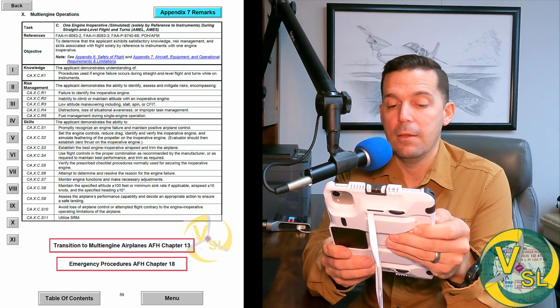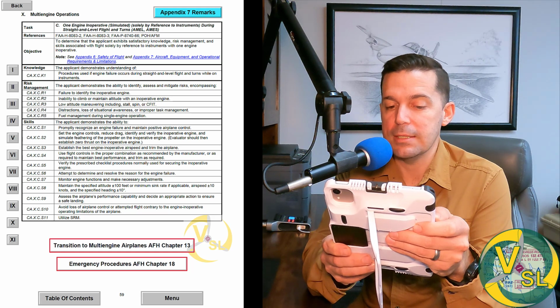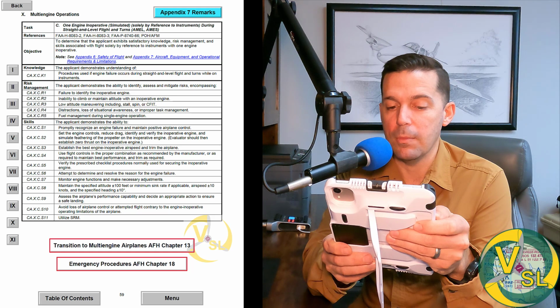Skill 5, verify the prescribed checklist procedures normally used for securing the inoperative engine. Skill 6, attempt to determine and resolve the reason for the engine failure. Skill 7, monitor engine functions and make necessary adjustments.